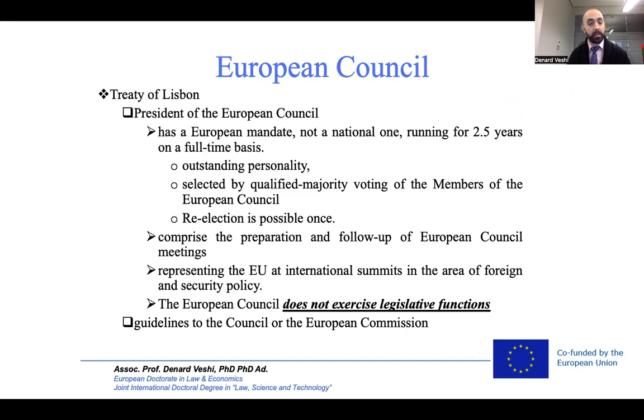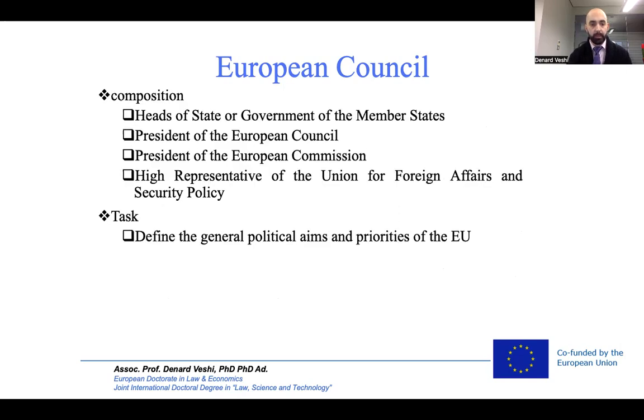The European Council does not exercise legislative function. This is really important to underline, and it represents the EU at the international summits in the area of foreign and security policy. The main goal of the European Council is to give guidelines to the Council and to the European Commission. The composition of it is the heads of state or government of the member states, its president, the president of the European Commission, and obviously the High Representative of the Union for foreign affairs and security policy.